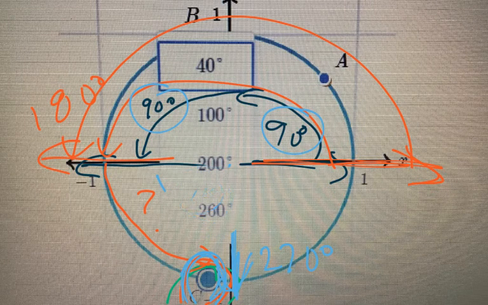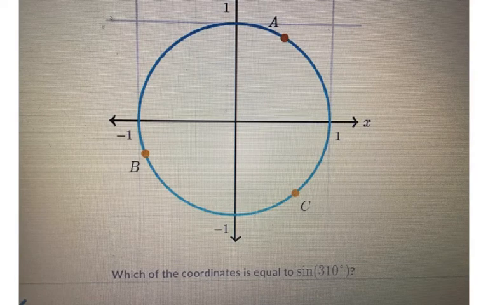So, which one are you going to pick? You're going to pick 260, right? And that's all you have to do on that part. Okay, let's go on to the next one.